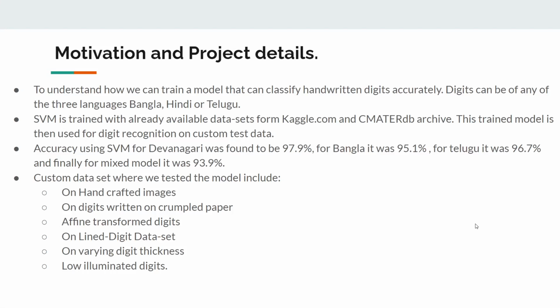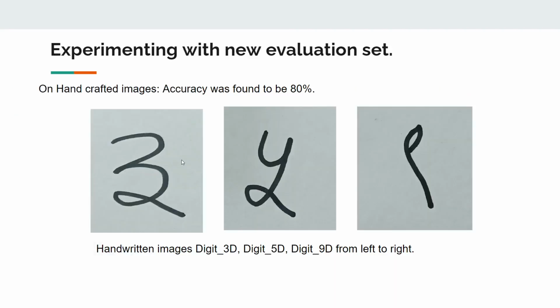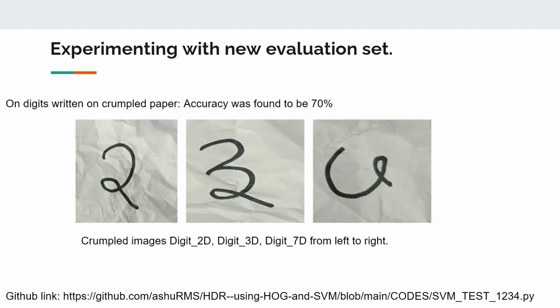Now, after training on the datasets available online, we have also created our own custom datasets. These are the broad categories in which we have created those datasets. Now, let me show some of the digits under those categories. Here are the handcrafted images. These are the digits which are simply written on a white sheet of paper. Here are the digits that were written on a crumpled paper.